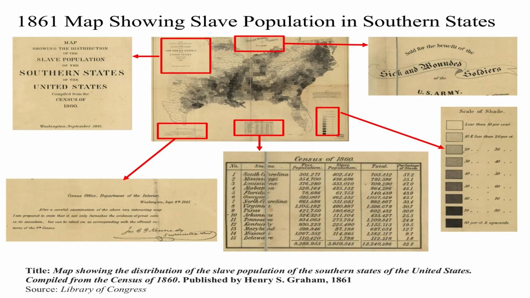South Carolina had the largest percent of 57.2%. And it should be noted that the 4 slave states with the lowest percentage of slaves stayed in the Union. So Kentucky, Maryland, Missouri, and Delaware, again, lowest percentage of slaves, they stayed in the Union.